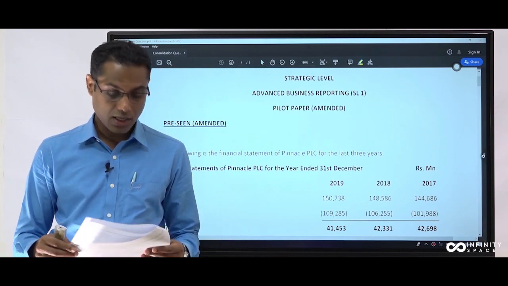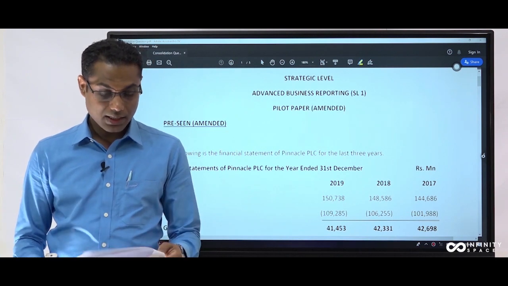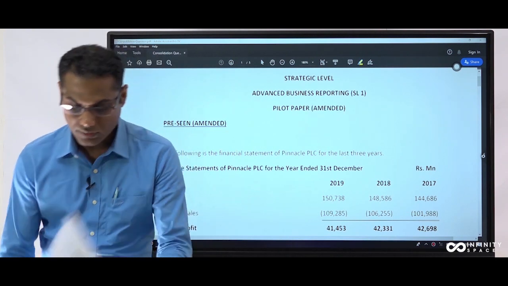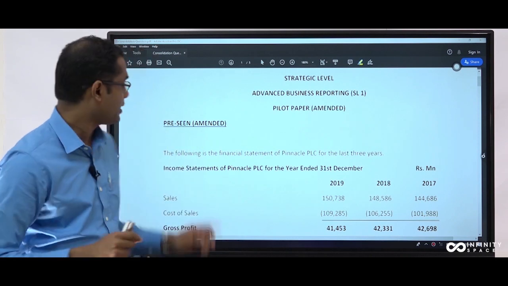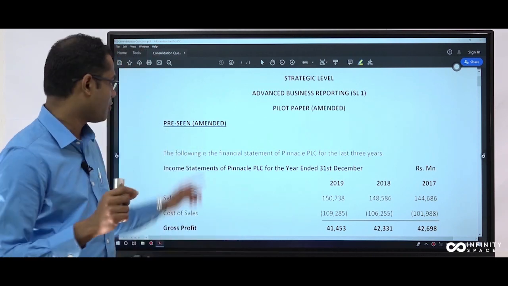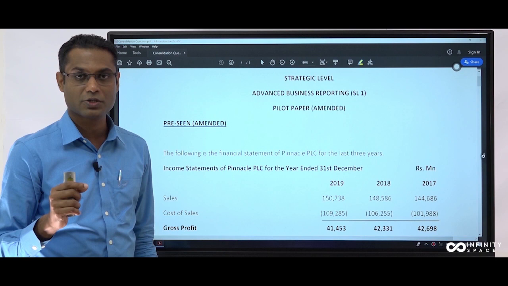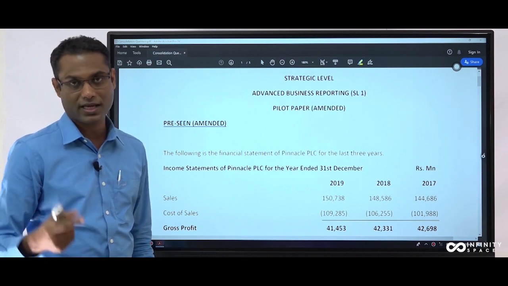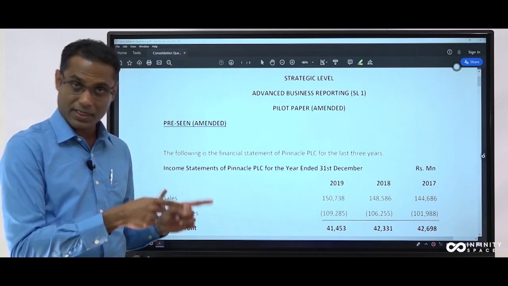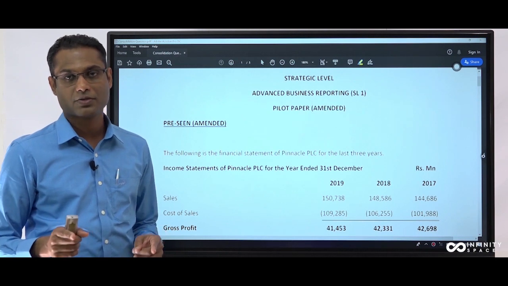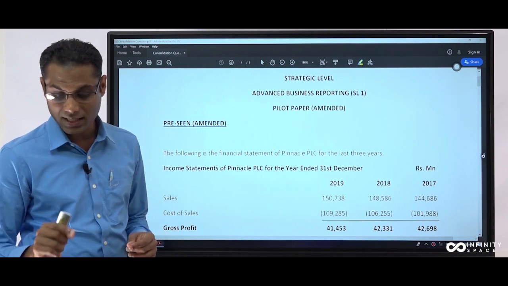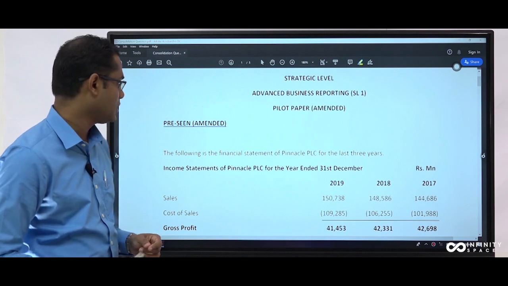Now, keeping the requirements in mind, let's read the question. In this question I have made slight amendments to certain numbers to ensure arithmetic accuracy and to make the figures more meaningful for the pre-seen as well as for the pilot paper. The amendments I have made, I will explain once I go through the question.